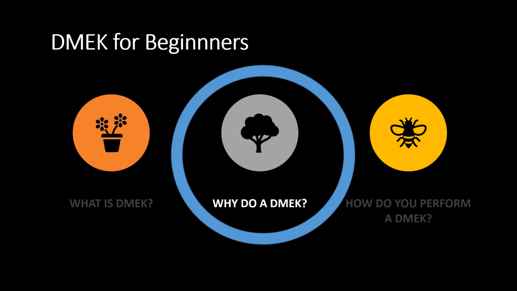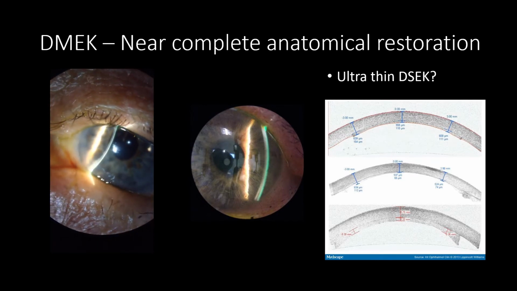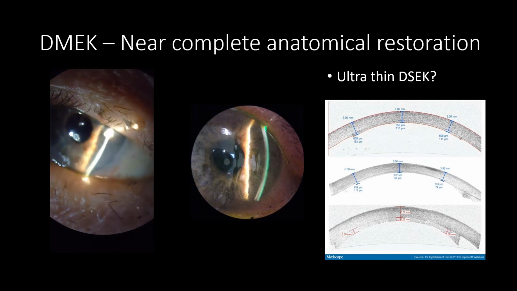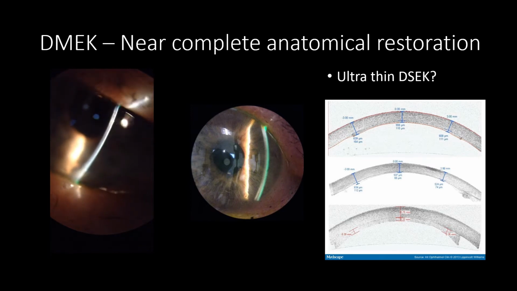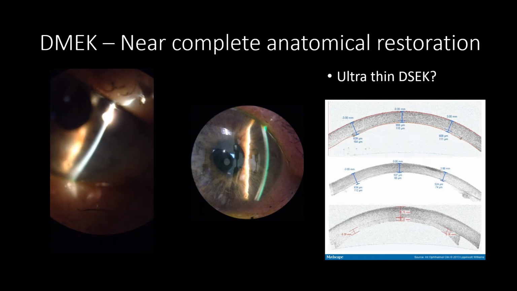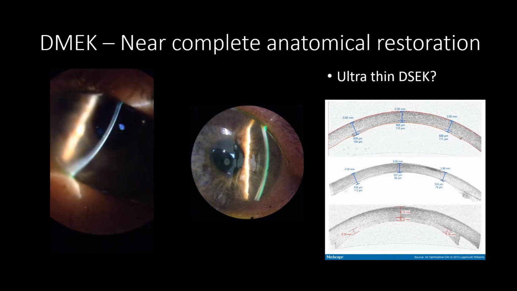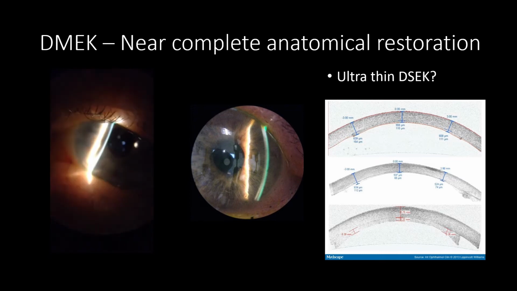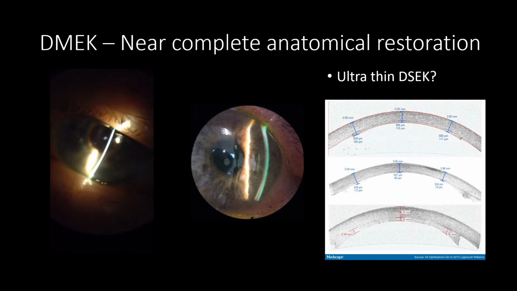So why do a DMEK? Now, if you examine a patient who has had a DMEK graft on a slit lamp, it's actually quite amazing how normal the cornea looks. From the slit lamp photo in the center and the video of a slit lamp examination on the left-hand side, you will see that it's actually quite difficult to tell that this patient has only had a corneal transplant 1 week before. You virtually can't see the graft.